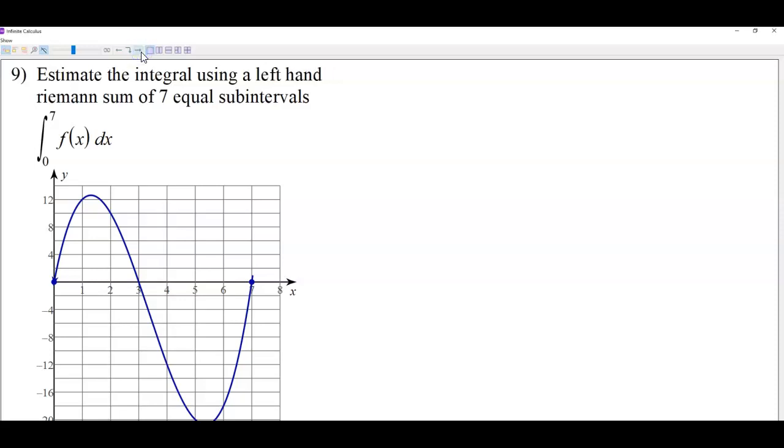For number 9, we're doing the same thing, but it's a left-handed Riemann sum. So we still want to put a dot at every value of x. We're going by ones. So 3, 4, 5, 6, 7. And this time we want to do a left-hand Riemann sum, so we're going to start there and go straight over on the left side.